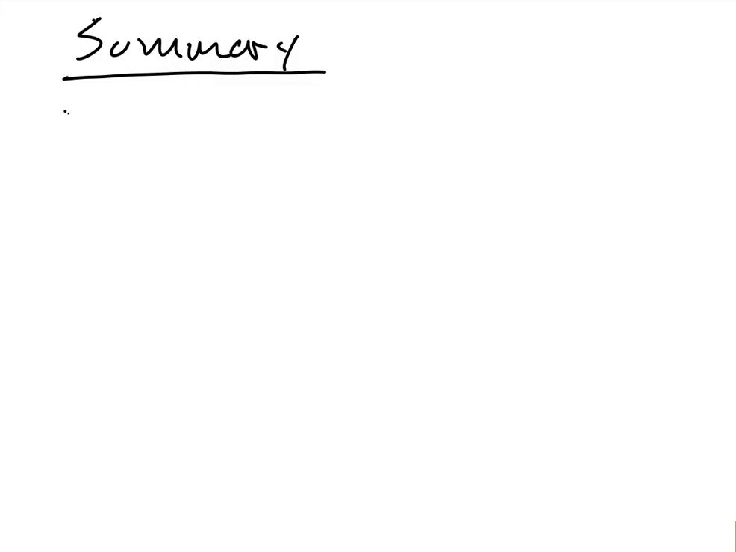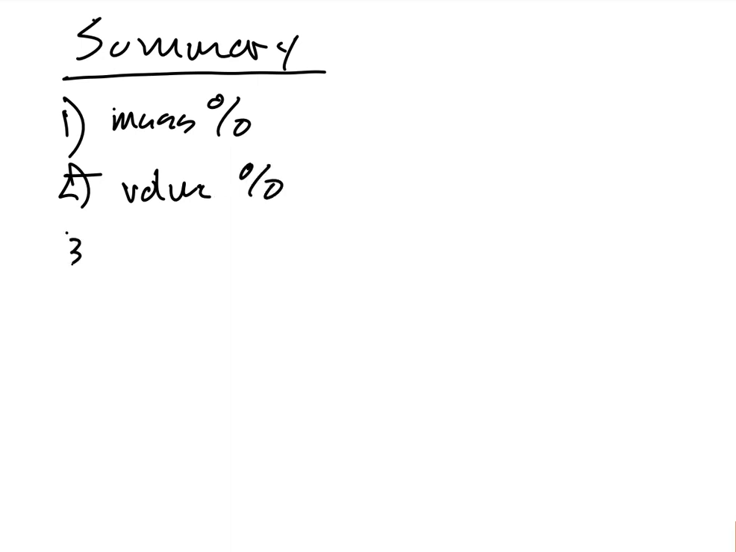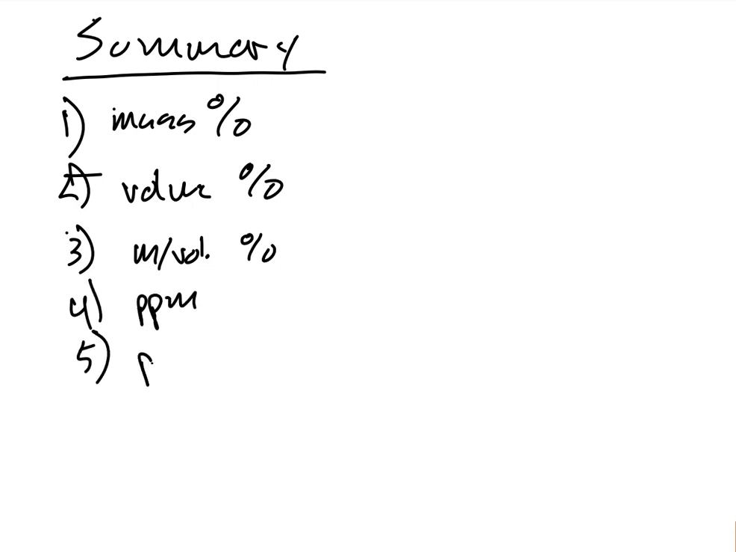Okay, so to sum things up, we've talked about 5 alternative concentration units. We talked about mass percent. We talked about volume percent. We talked about this mass volume percentage. And then our 2 units that are used to describe very small concentrations, ppm and ppb. We've seen definitions for all of these, practice problems for each one of them.